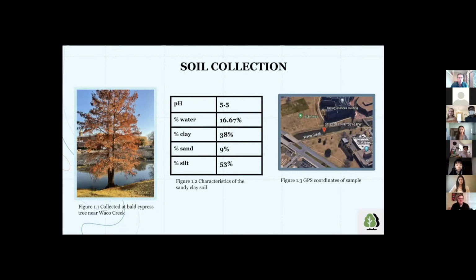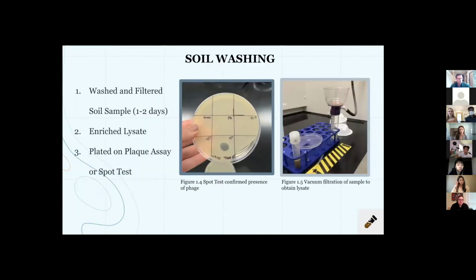It was isolated from a mildly acidic soil sample, and after we conducted various tests, we determined that the different proportions of water, clay, sand, and silt allowed us to confirm that it was from sandy clay soil. Figure 1.3 shows the exact coordinates and the location where we found bacteriophage casserole. After we moved forward from soil collection, we moved on to soil washing.